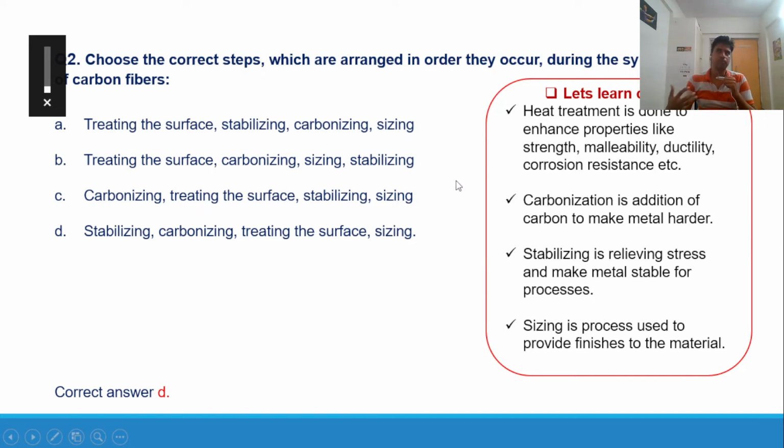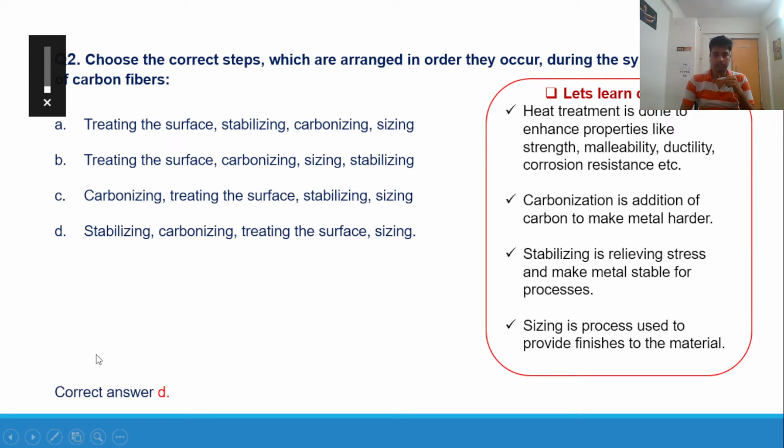Heat treatment is some treatment done to the material to enhance its properties, like strength is enhanced if we do heat treatment. Malleability is drawing that metal or material into sheets. Ductility is basically drawing that material into wires. So if we say something is ductile, what does that mean? Ductile means it can be drawn into wires. Corrosion resistance, okay, corrosion, I think most of you know.